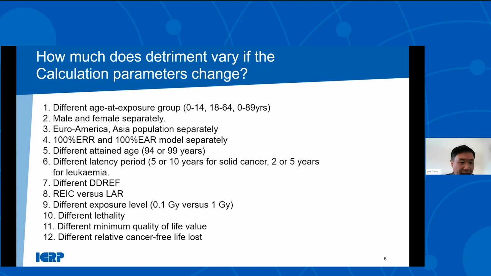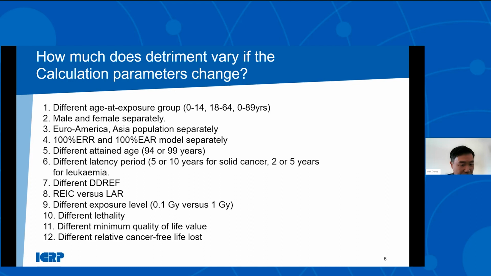We were using different attained ages, 94 years or 99 years, during the calculation. We were also trying different latency periods. Instead of 5 years latency for solid cancer, we will also test 10 years for solid cancers, and we will test 2 or 5 years for leukemia. We will use different DDREF values. And we will also test different lifetime risk calculation methods. Instead of just using REIC, we will also test lifetime attributable risk calculations.